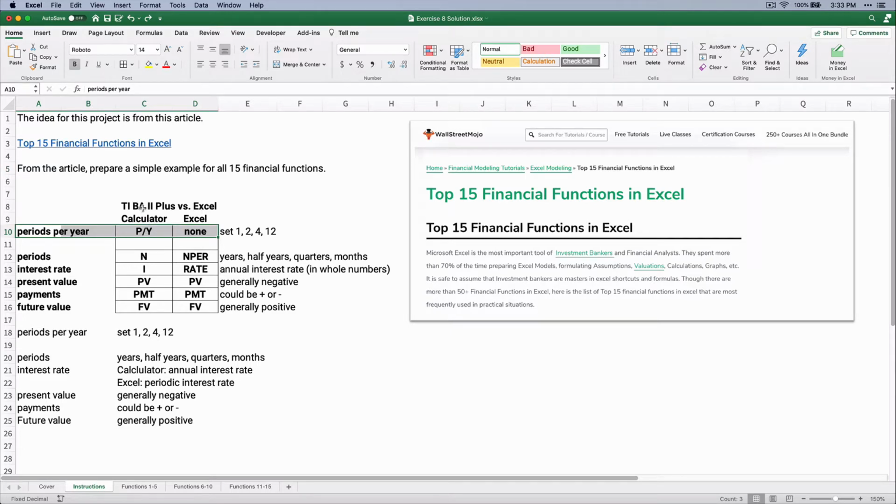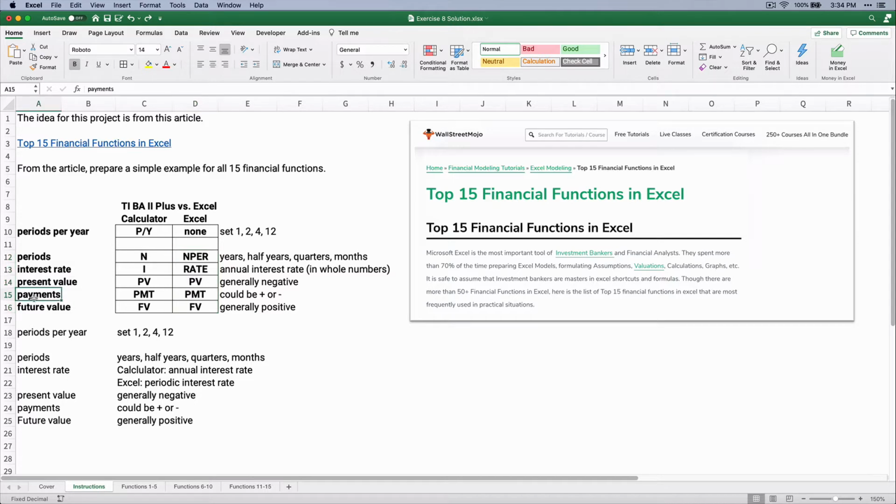Now the other way to do this is using a calculator like the TI-BA2 Plus. Periods per year, we have the compounding frequency. That's how it works. In Excel, we're going to set everything to a periodic rate. There's not a function for that here. On the calculator there is. But the 5 things that we need to know on normal problems would be the number of periods, so years or half years or quarters or months, and then the annual interest rate, and in Excel we need to work with the periodic rate.